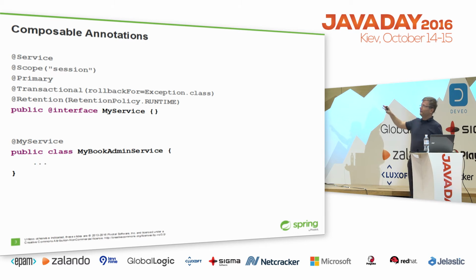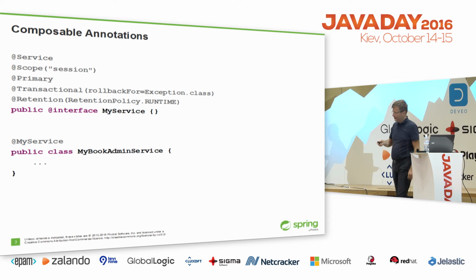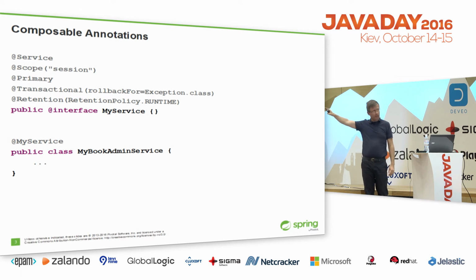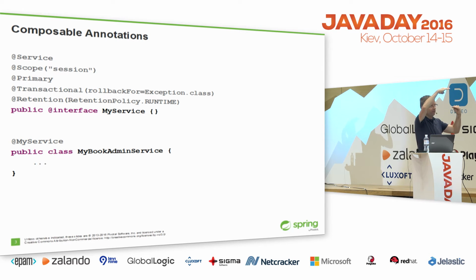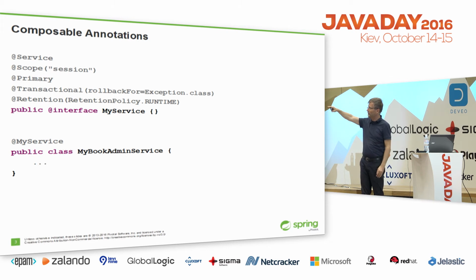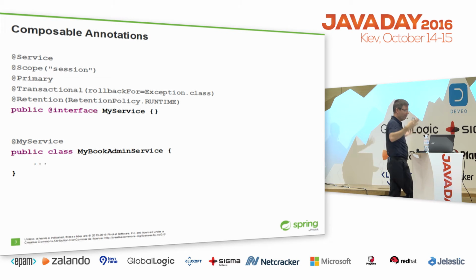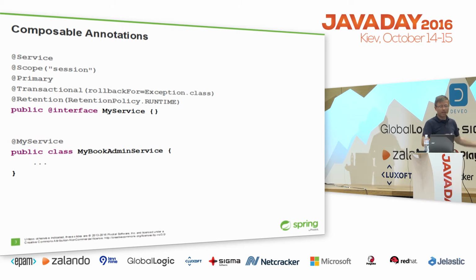So a custom annotation is basically a composition of several other annotations declared as meta annotations on top. The simple idea is whenever you declare your custom annotation, like @MyService, on any number of your Java classes, you actually mean the combination of characteristics above. So whenever you say @MyService, the container basically sees the meta annotation and behaves just like if you declared @Service, @Scope session, @Primary, and even the default transactional rule.